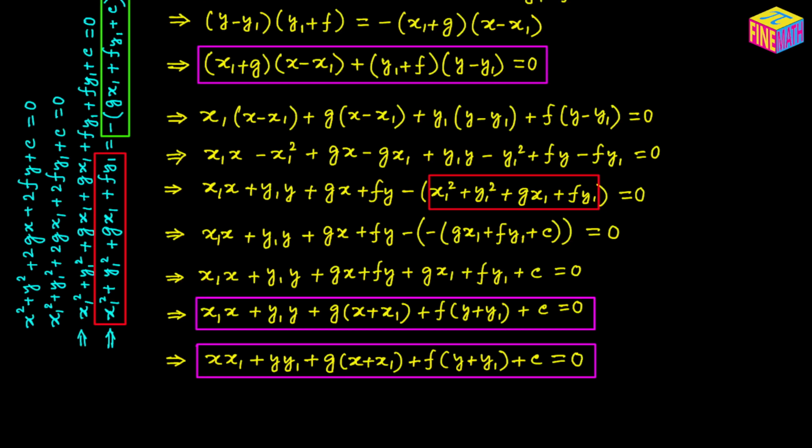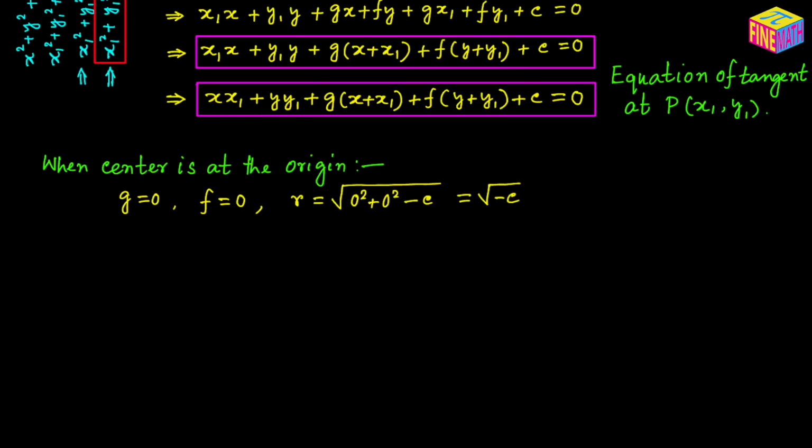Next, I am going to take a situation when the center of the circle is located at the origin. When the center is located at the origin, obviously the coordinates of the center would be 0, 0. That means g will be equal to 0 and f will be equal to 0, and r will be equal to the square root of g squared plus f squared minus c, and that will be equal to the square root of negative c.